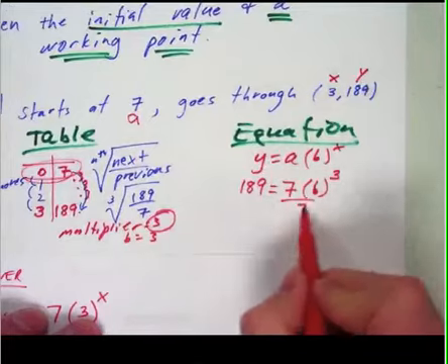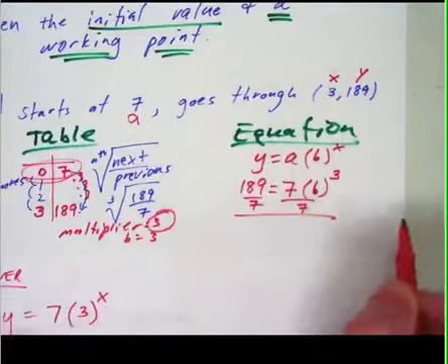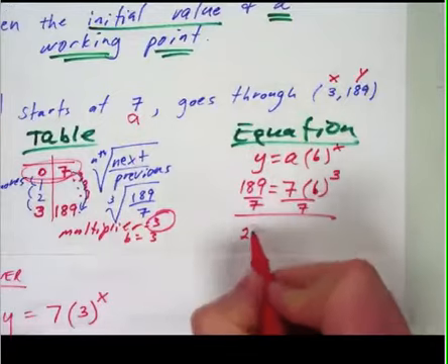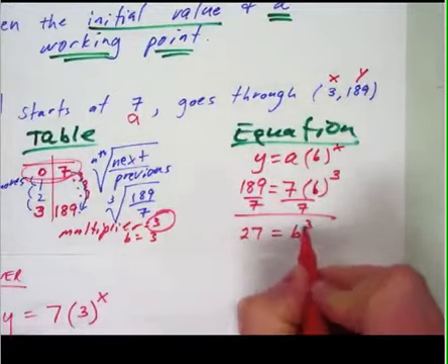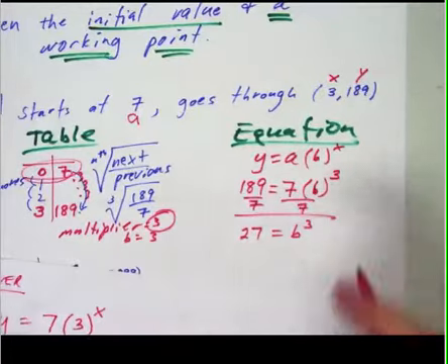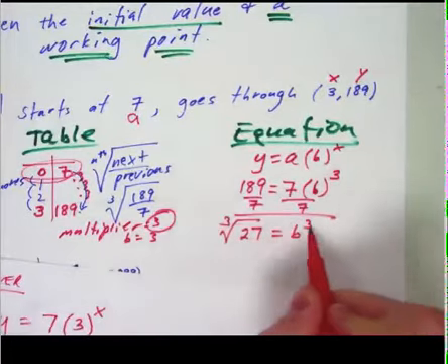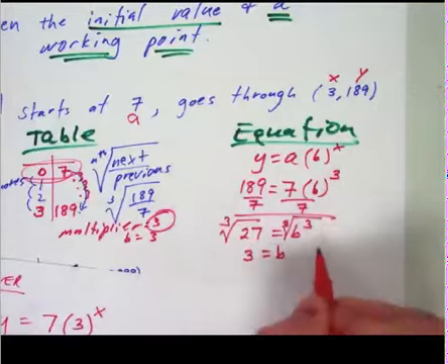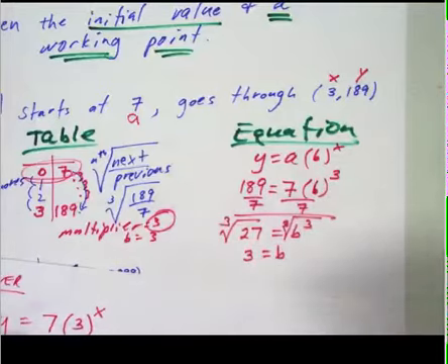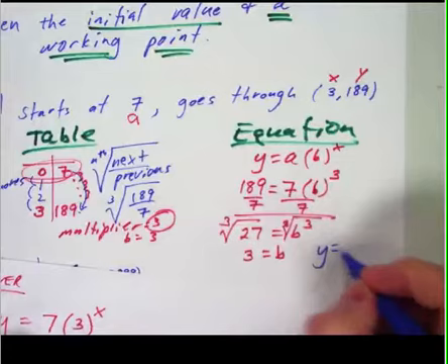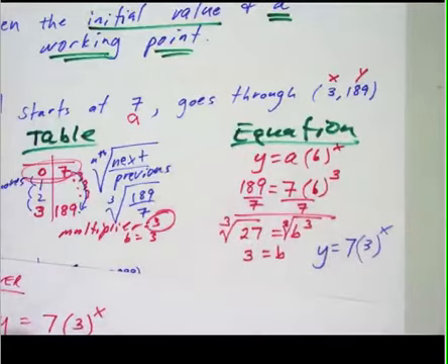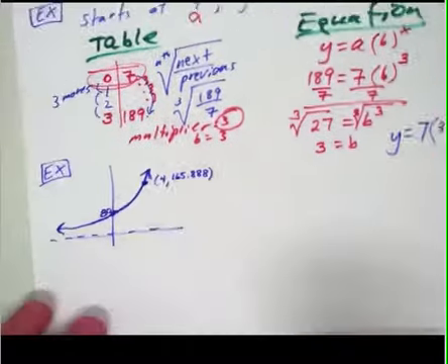So then I just simply divide by 7, and 189 divided by 7, that's the number that we're going to be taking the third root of, which is 27 equals b to the third power. And then I can take now the third root of both sides, because that's how you cancel a third power. And of course I get 3 equals b. I can go back in and now I can build my equation again of y equals 7, because that's what it starts at, times 3, what it goes by, to the x power. Awesome. Table or equation.